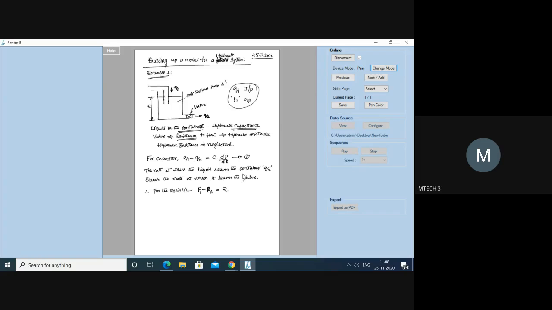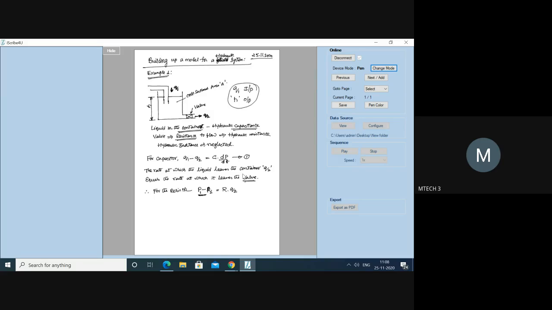Q2. At the valve, which Q is there? Q1, sir. Okay, at the valve, it is Q2. P1 minus P2 is equal to R into Q2. Okay, right. Now, what is this pressure difference due to? P1 minus P2 is there. Is it due to the water level in the container? Yes or no? Are you understanding?